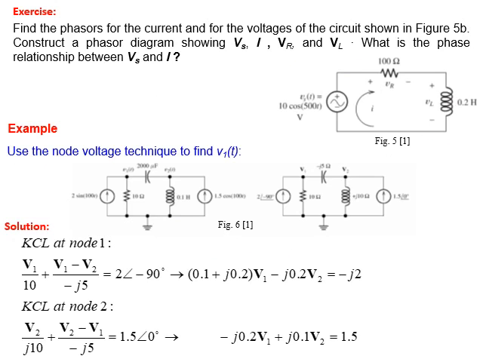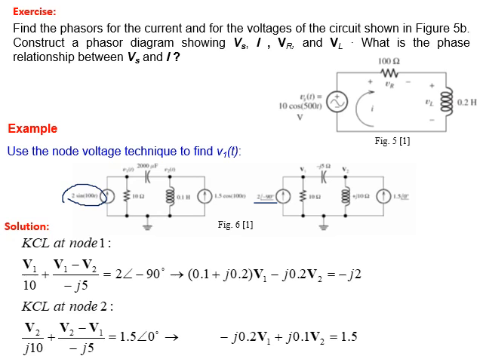Now this is an exercise for you. Please try to solve it at home. But I will take an example and see how we apply the node voltage technique. Now in this circuit, you know what I'm going to do. I'm going to convert it from the time domain into the phasor domain. So for this voltage, you see sine, it will be minus 90. So 2 with minus 90.